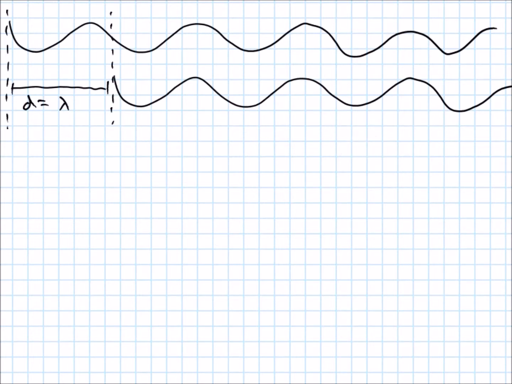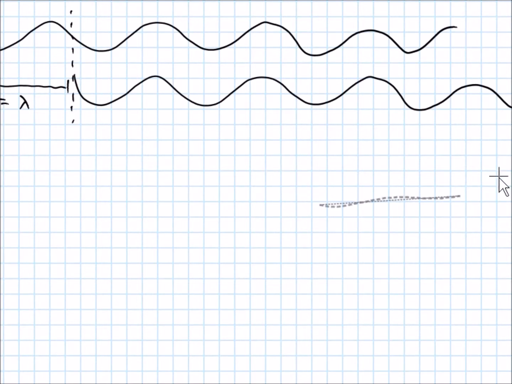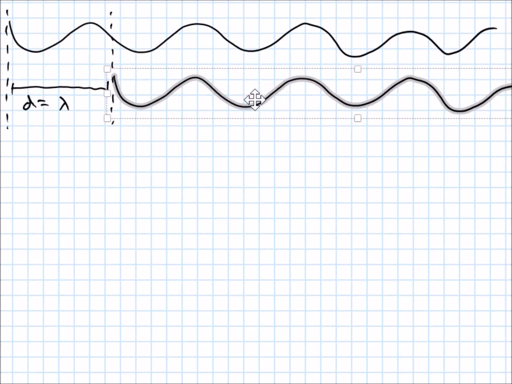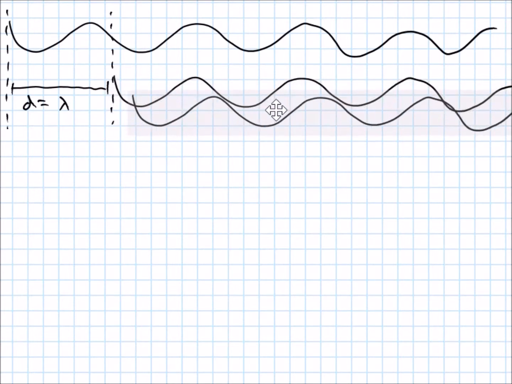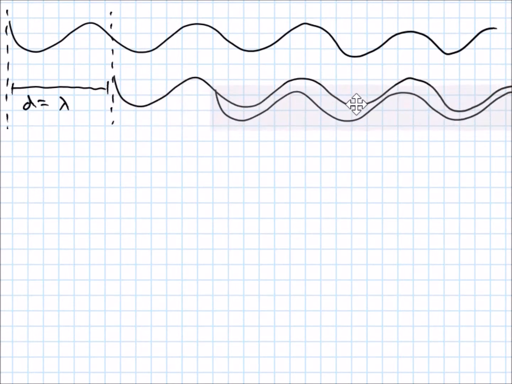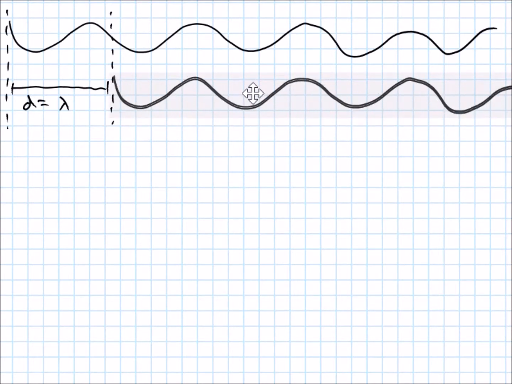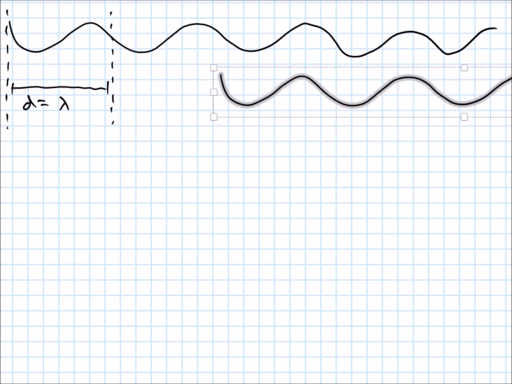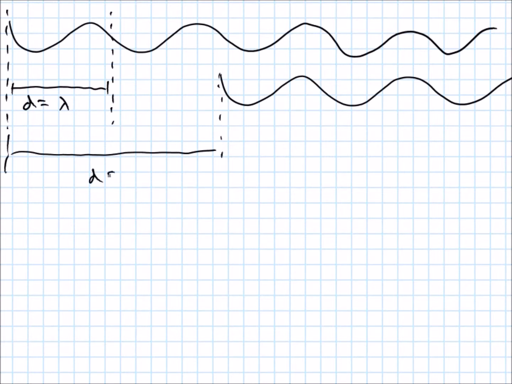I could also have this move two wavelengths. That's the next possible position where the waves line up, if I move it over this far. That's another wavelength. So now I've moved it two wavelengths, and I could move it three wavelengths and four wavelengths.